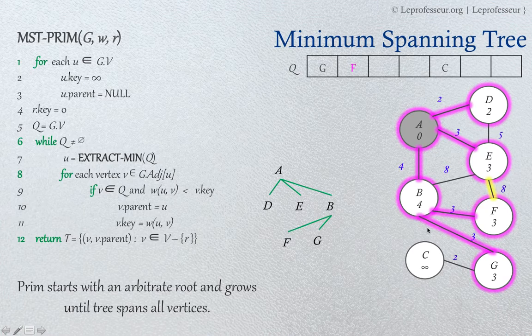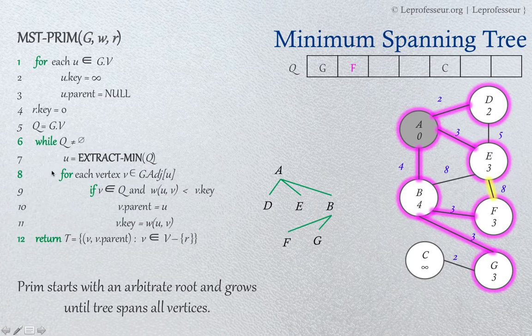Now adjacent to F, what vertices do we have? We have B and we have E, only two vertices adjacent to F. If we take B, then we do not satisfy the condition at line number 9 because B is no more in Q. Now we are back to line number 9 for the adjacent vertex E, and E is also no more in the Q. So we are done with line number 9 and we don't execute 10 and 11.